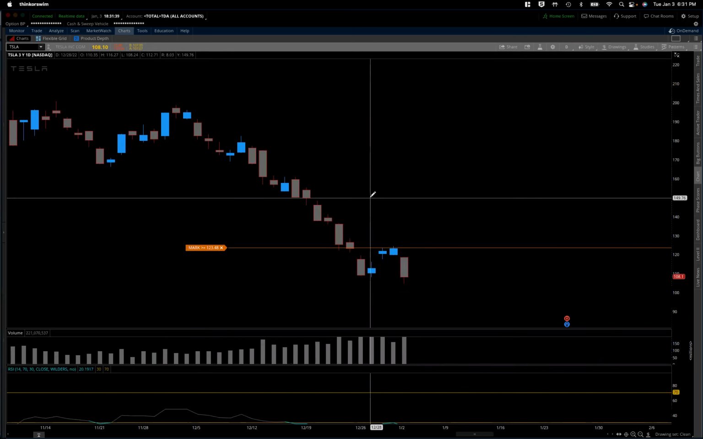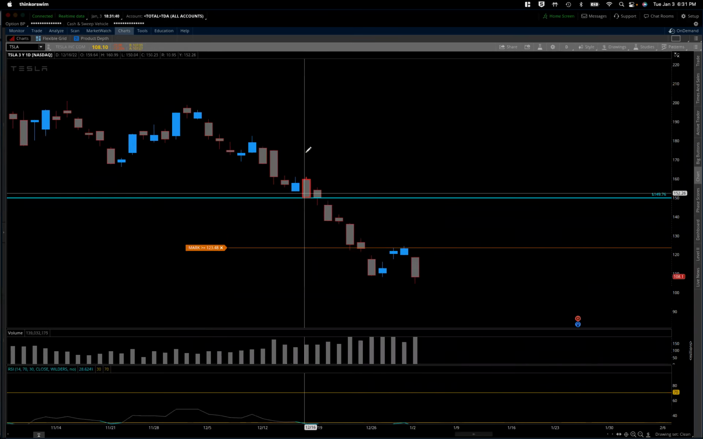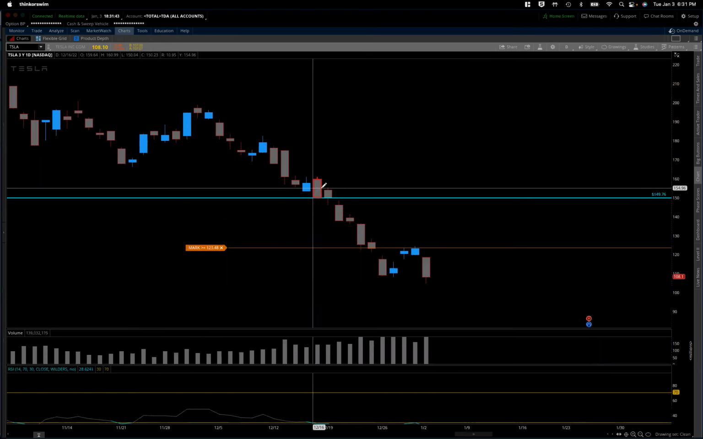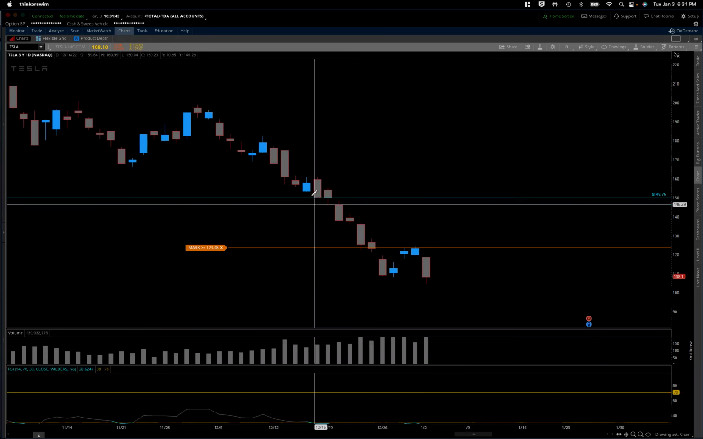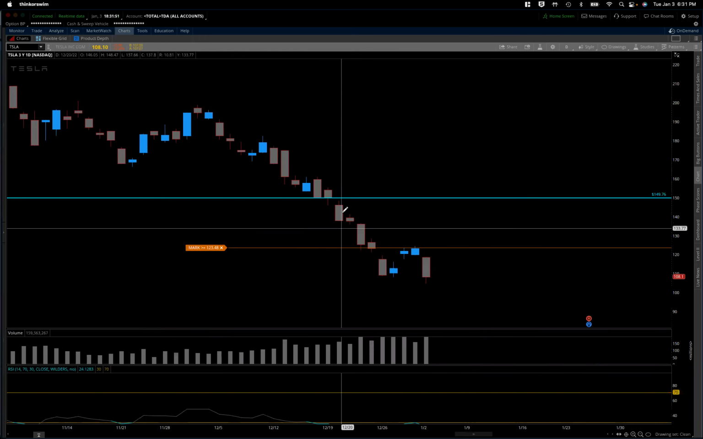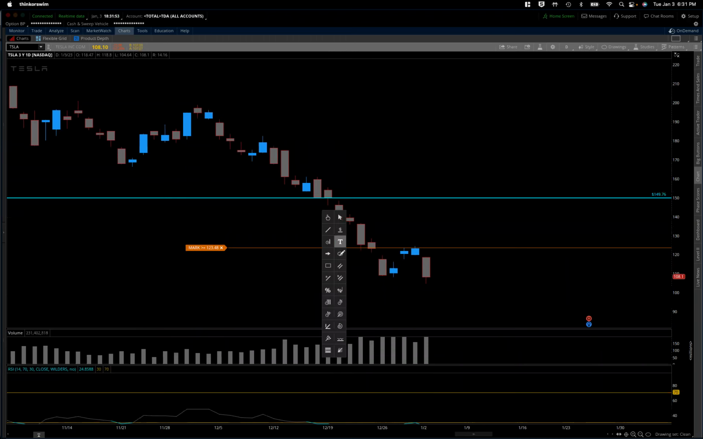150 is a really, really critical level of support for Tesla, or at least it was. And we broke through this level incredibly easily. We had a bear bar closing near its low right into this 150 level. We had a little bit of a hammer that tried to hold onto this level. And the very next day, we gapped down below it with another bear bar closing near its low.